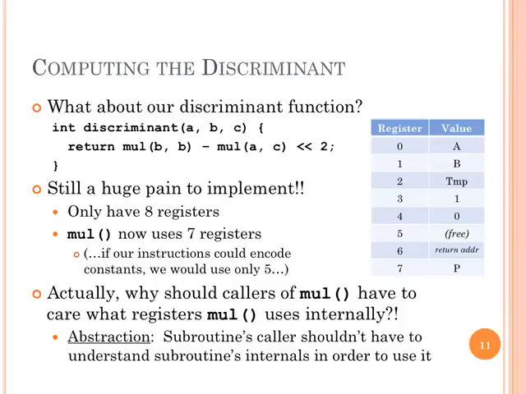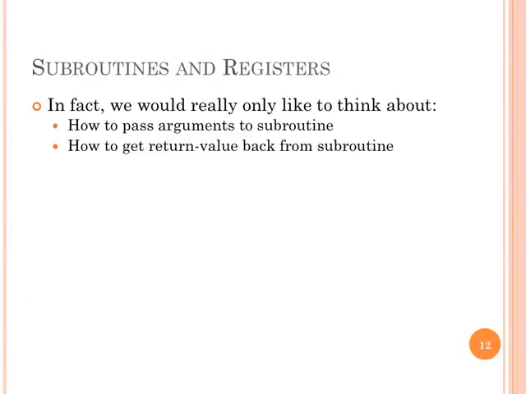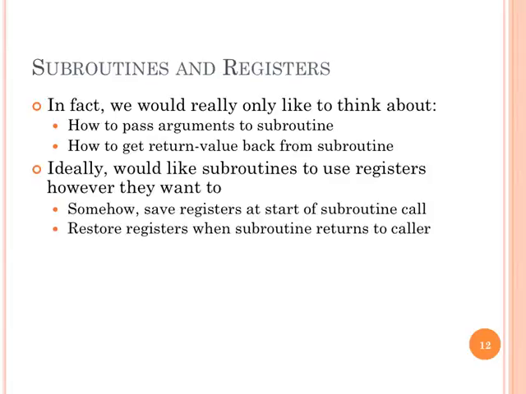So can we come up with a way of changing this so that we no longer have to care about what data subroutines need to manipulate and how much storage space they need and so forth? Okay? Like I say here, this is really all we'd like to think about. How do I pass arguments to the subroutine, and how do I get the return values back? That's really all I care about. And then we'd like the subroutine to be able to do whatever it wants. If it needs to use all the registers, fine, I don't care. If it needs to use one of the registers, fine, I don't care.